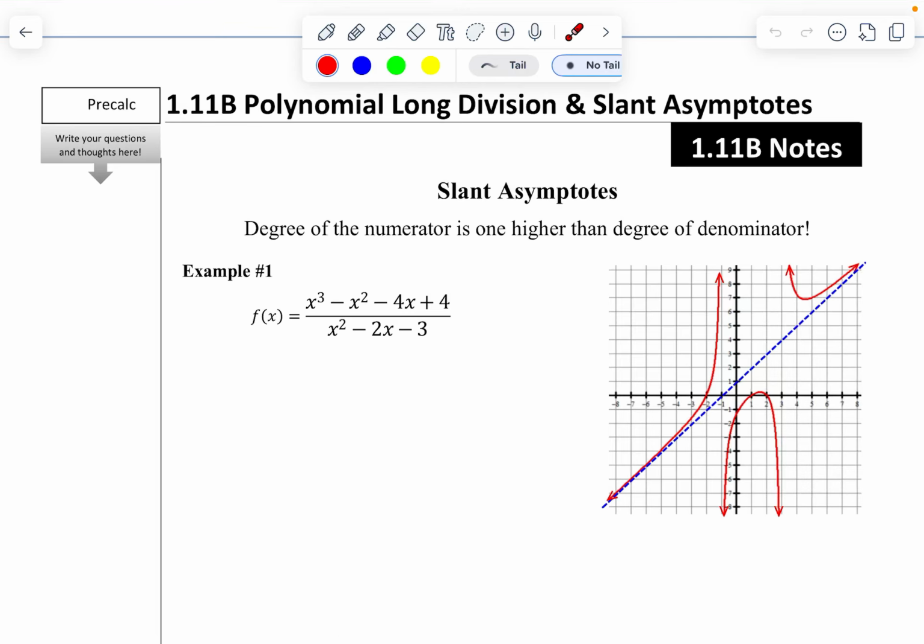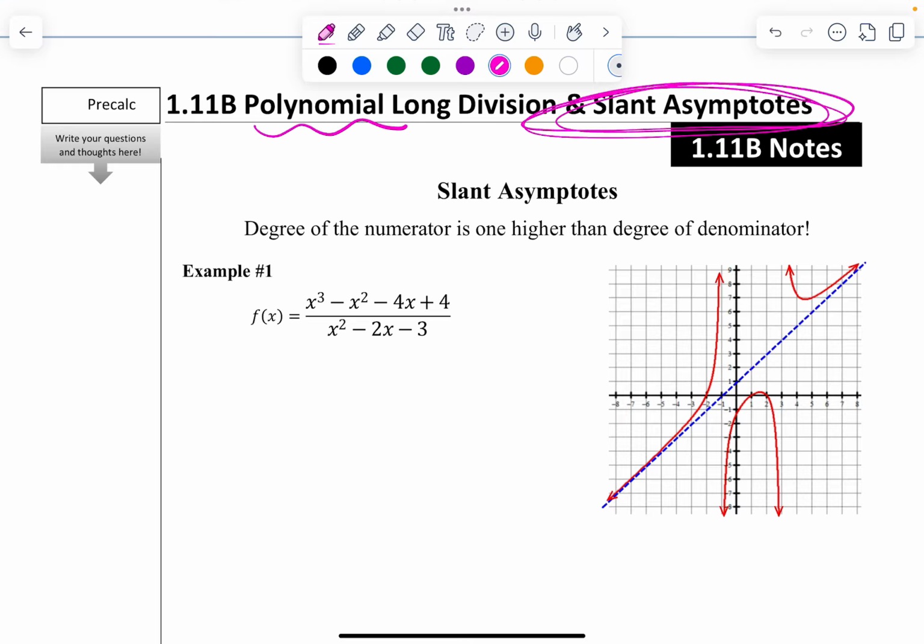Hey y'all, we are back, and right when you thought we were done with every type of asymptote ever, there is a new kind. Today we are talking about polynomial long division and slant asymptotes. So if we look here, a slant asymptote looks like this blue line right here. This is because when we have an asymptote that's not horizontal or perfectly vertical, there can be a guiding boundary for a polynomial or rational function called a slant asymptote.